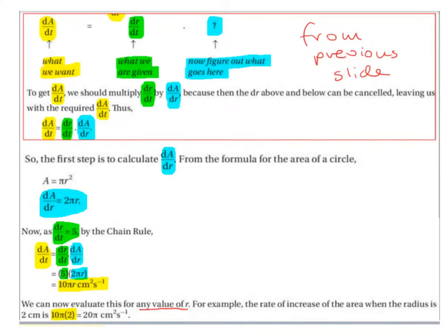Now, as dr/dt is equal to 5, by the chain rule, dA/dt is equal to dr/dt multiplied by dA/dr, and dr/dt is 5, and dA/dr is 2 pi r. We got that up here. And 5 times 2 is 10 pi r centimeters squared per second. We can now evaluate this for any value of r, for any radius. For example, the rate of increase of the area when the radius is 2 centimeters is 10 pi times 2, which is 20 pi centimeters squared per second, and so on.